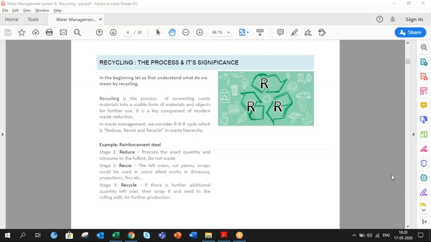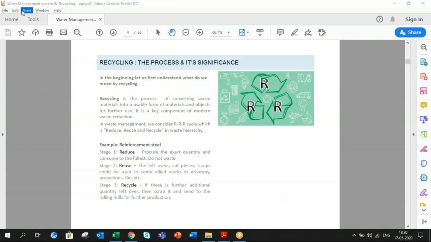The RRR cycle, which is reduce, reuse, and recycle. This we call the waste hierarchy. We start with reduction, then we do reusing, and the third one is recycling.